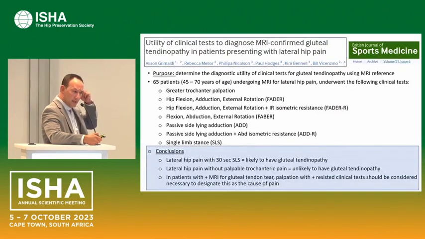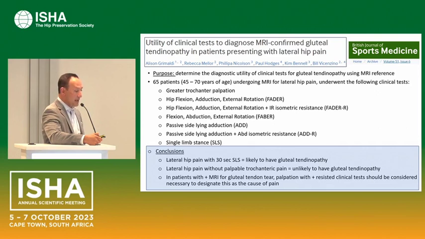Since we released the consensus statement, there have been a number of follow-up tests. Grimaldi and colleagues looked at 65 patients undergoing MRI for lateral hip pain. You can see the tests that they looked at here, many of which we already mentioned, and a number of other tests that involve, again, placing tension across the gluteal tendon structure in an attempt to create compression at the trochanter for reproduction of pain.